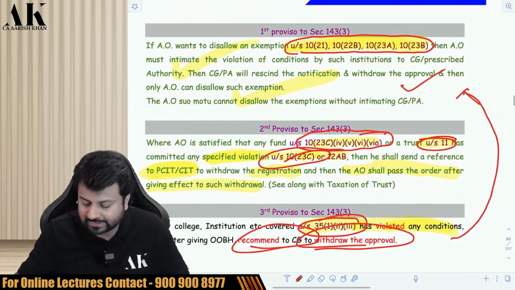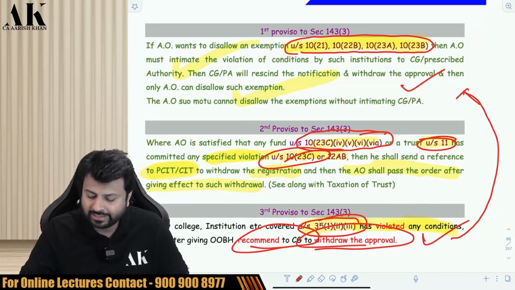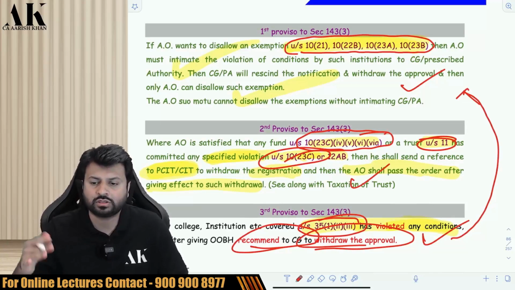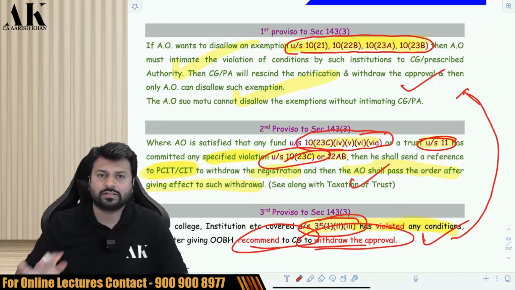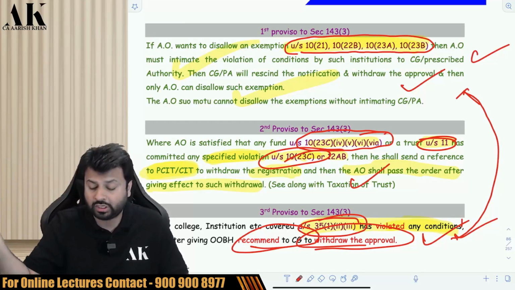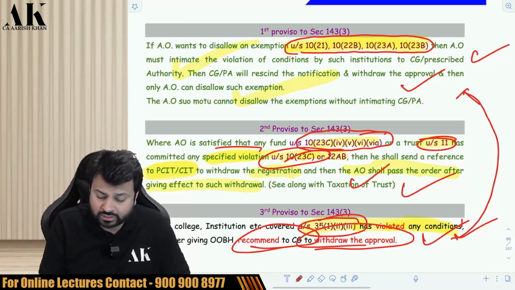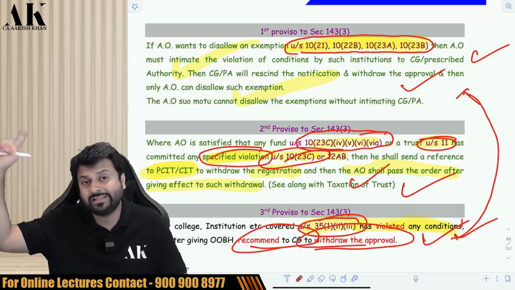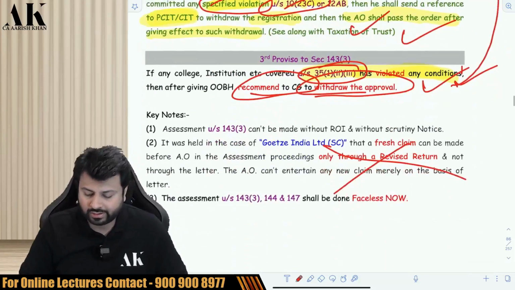So in the first case and in the third case, AO has to go to central government. In the second case, the AO has to go to the principal commissioner of income tax and commissioner of income tax in case of specified violation. In the first and the third case, the conditions are mentioned in specified notifications. In the second case, the conditions are mentioned in specified violation, sections 10(23C) and 12AB. You can go and see the chapter of trust we have mentioned over there.